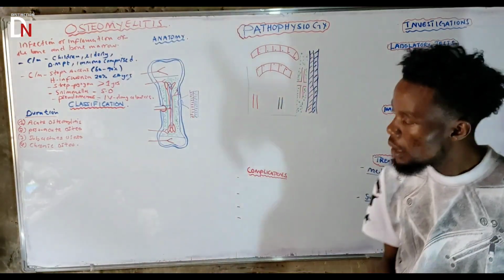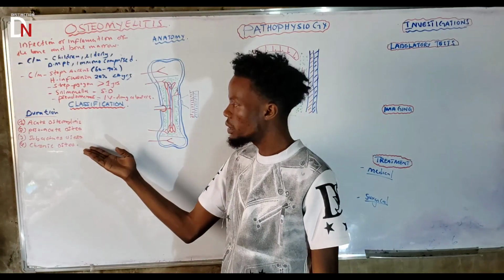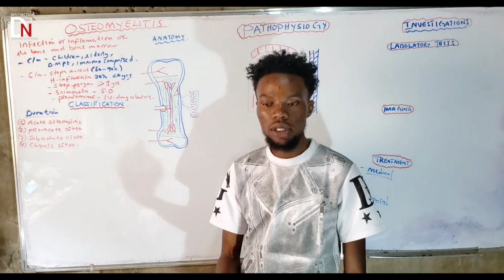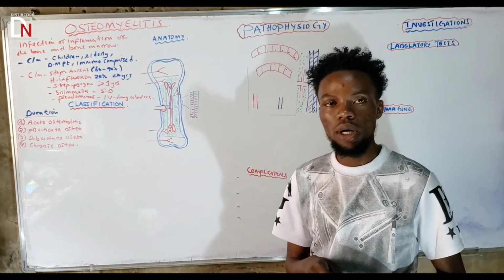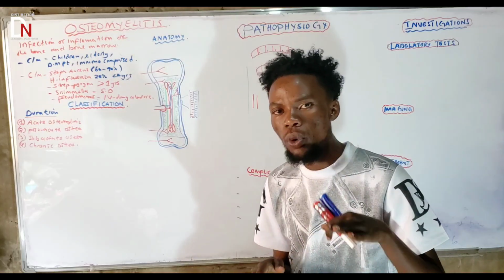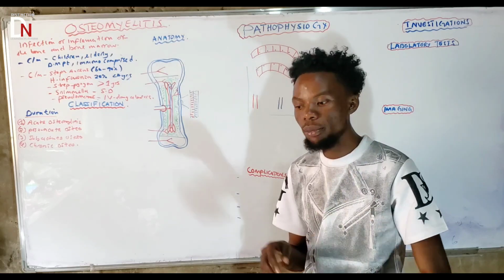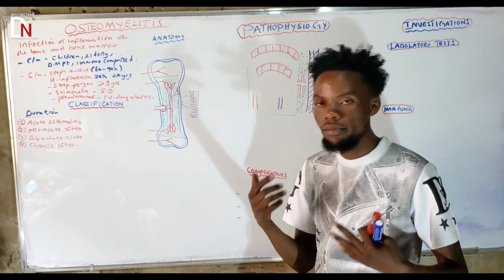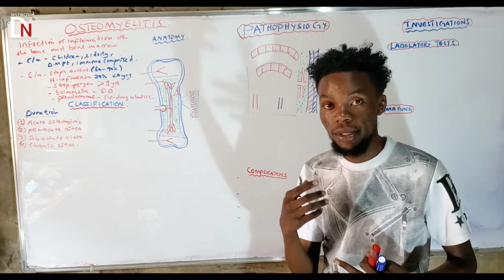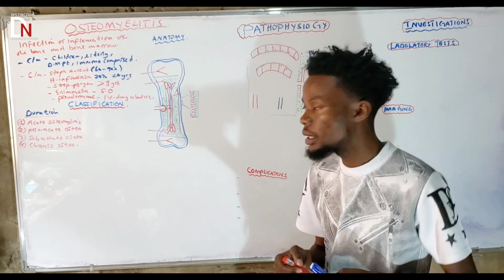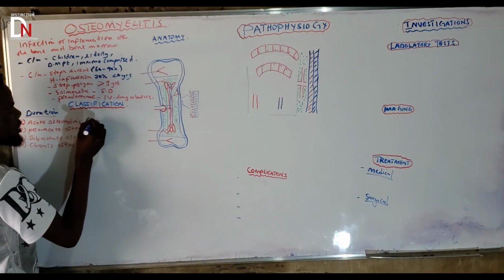How long does it take? You need to know the duration, because if someone comes in with certain symptoms indicating osteomyelitis, you need to ask when those symptoms started. If they say the symptoms started a week ago, it would be acute osteomyelitis. So for acute osteomyelitis, the duration is less than 2 weeks.